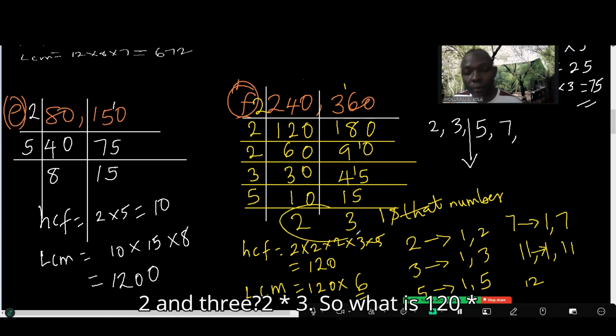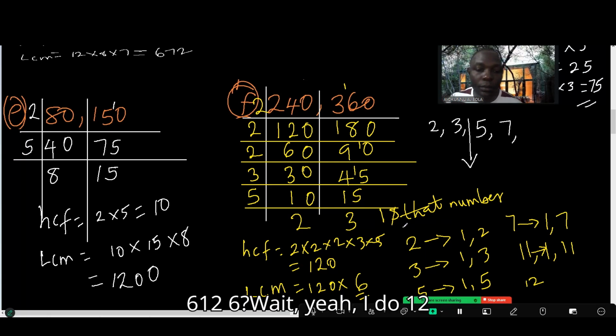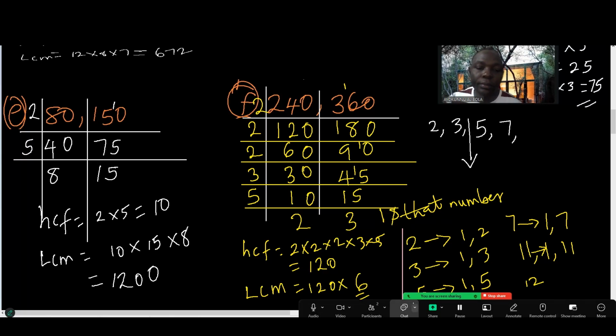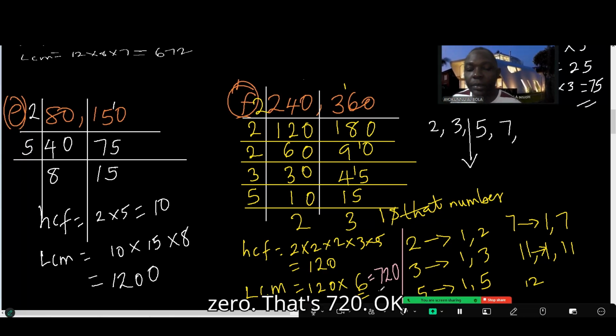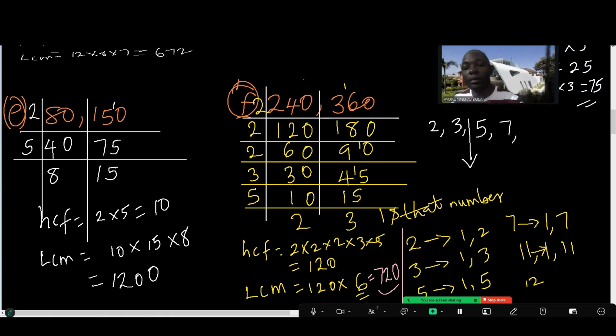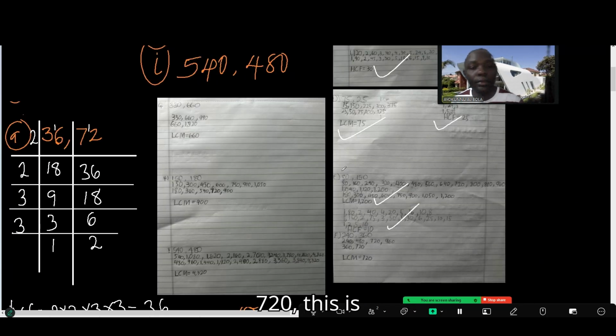2 times 3 is 6. So what is 120 times 6? Wait, hold on. Let's do 12 times 6 now. 12 times 6 is 72. Then you put the 0. That's 720, okay? It's very easy. So the HCF is 120 and the LCM is 720.